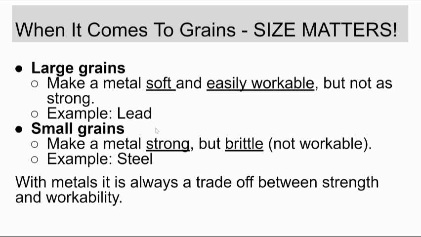So when it comes to grains, size matters. Large grain metals are very soft and easily workable, but they're not as strong. If you remember back to the What is a Metal lab, you'll remember that lead was extremely easy to manipulate and work in your hands. It almost didn't feel like a metal. It was so soft, right? And that's because it had very large grains. Whereas small grained metals are very strong, but they can also be extremely brittle and not very workable. An example of that would be steel. So there's always a trade off for material science engineers between strength and workability.